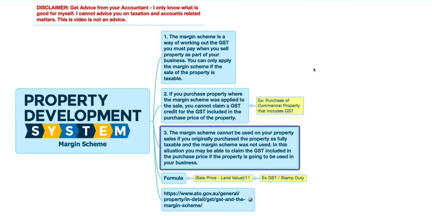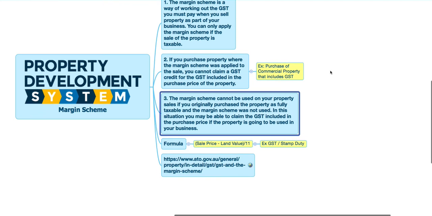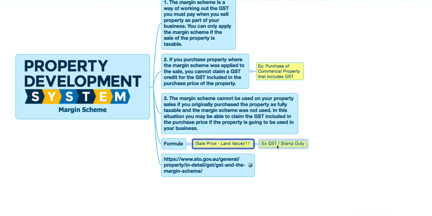The margin scheme cannot be used on your property sales if you originally purchased the property as fully taxable and the margin scheme was not used. In this situation, you may be able to claim the GST included in the purchase price if the property is going to be used in your business. And the formula for that is this, which I've already told you. This land value is actually excluding GST and stamp duty.